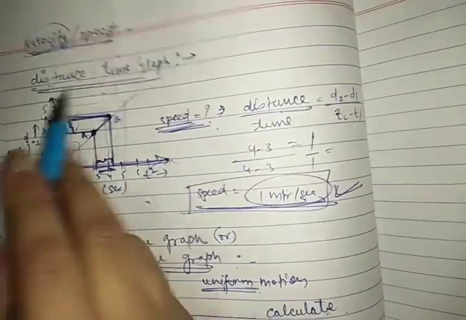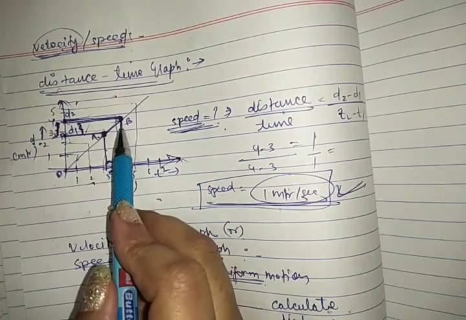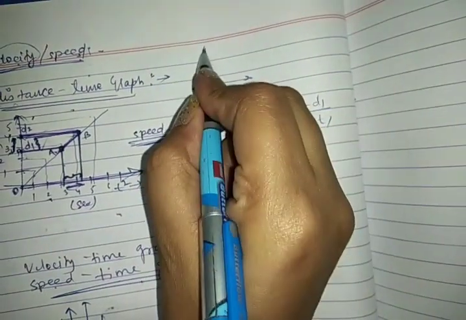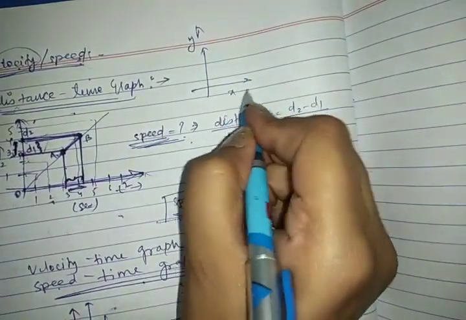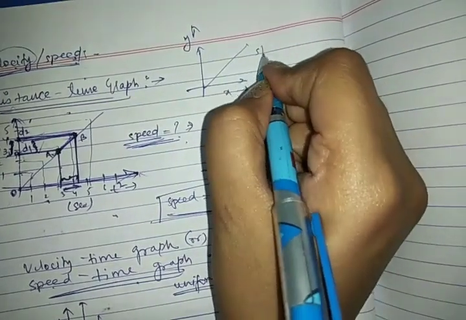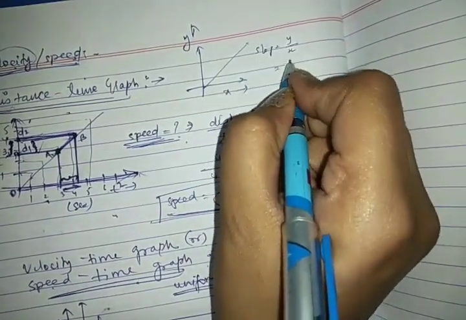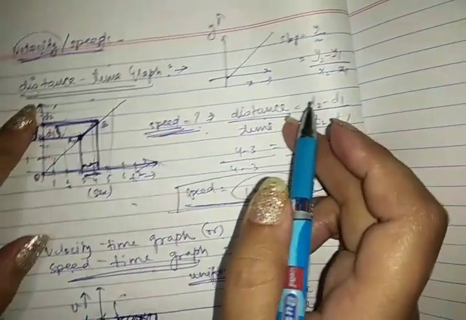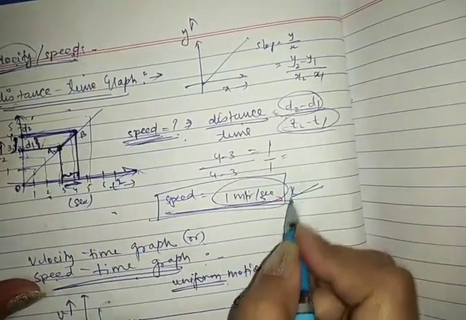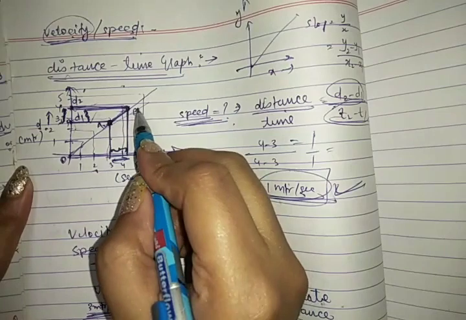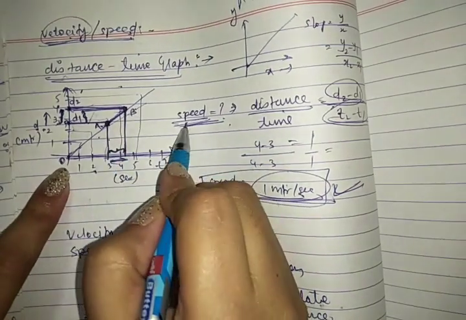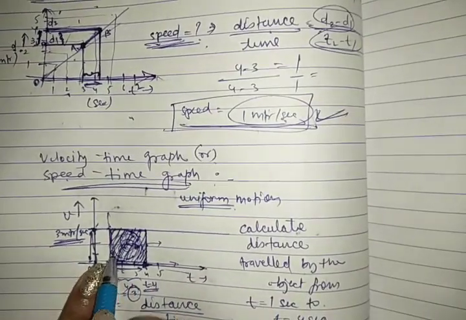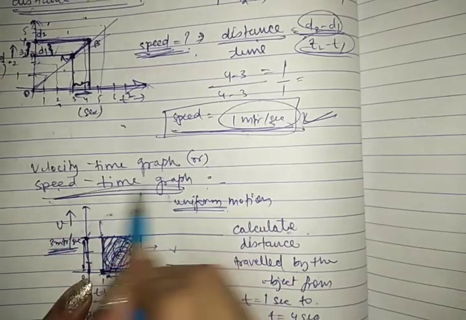and for the distance time graph scenario, if you want to calculate the speed, then you have to take the slope, because this is your y-axis, this is your x-axis, and if someone asks you for the slope, then slope will be y upon x. Y-axis upon x-axis means y2 minus y1 upon x2 minus x1. Here y is nothing but distance, that's why d2 minus d1 upon t2 minus t1. So the slope of the curve gives us velocity or speed in the case of a distance time graph, and the area covered by the graph gives us the distance in the case of a speed time graph. Okay.